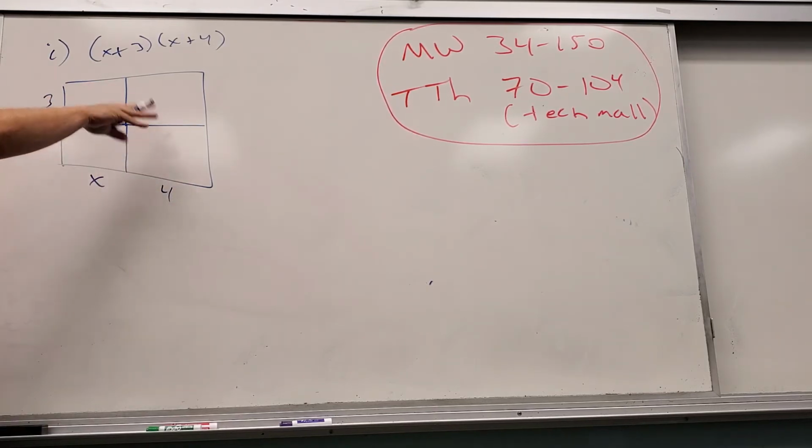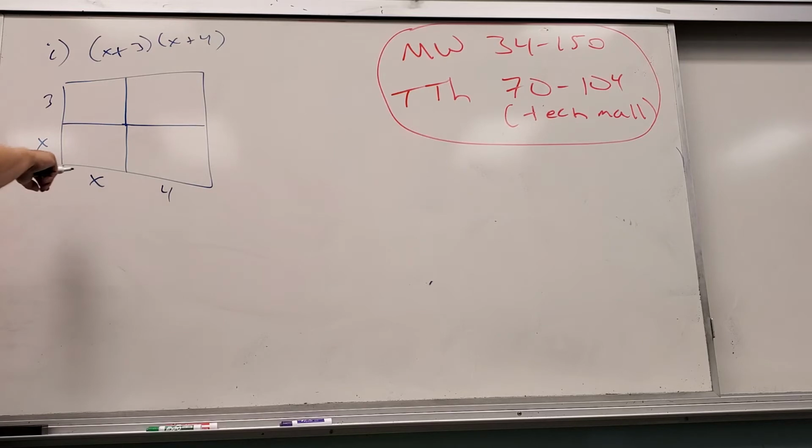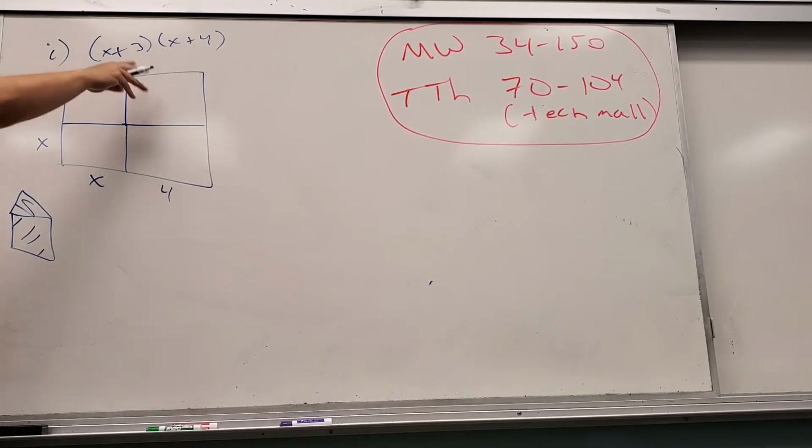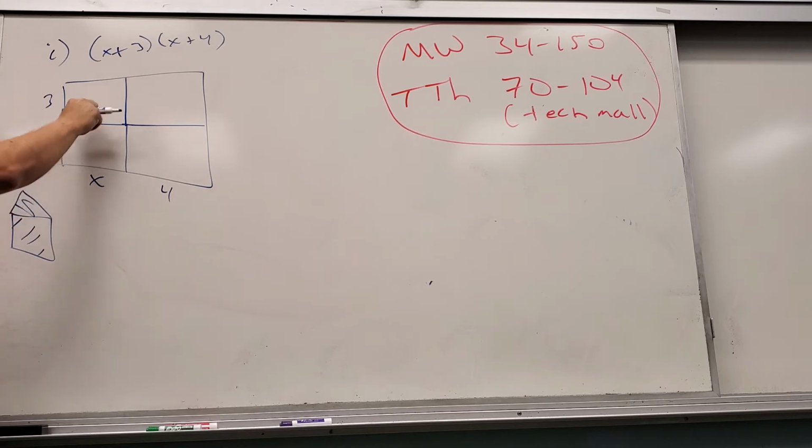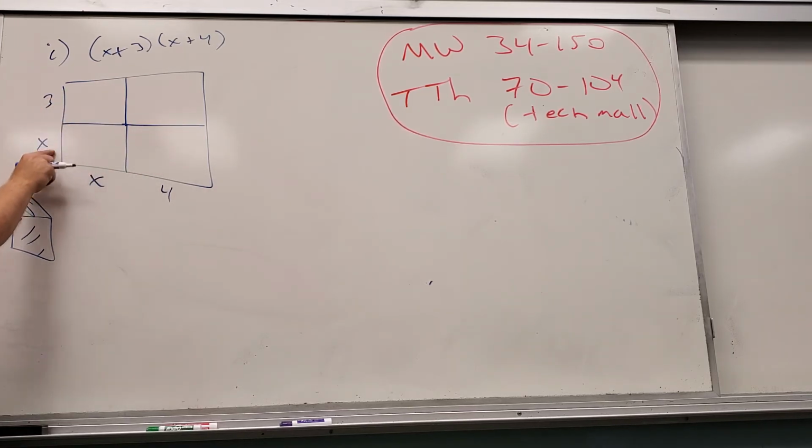So what's the area of this? If I wanted to get the area of this house shape, couldn't I get the area of the square plus the area of the triangle? Yes. So one way to get the area of this whole thing is to get the areas of all these pieces and add them. So what's the area of this little box here? X squared. Is that cool?